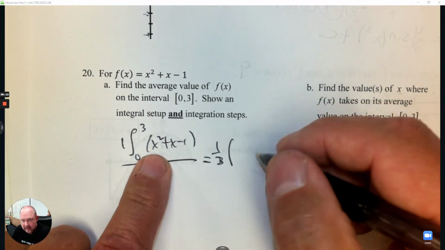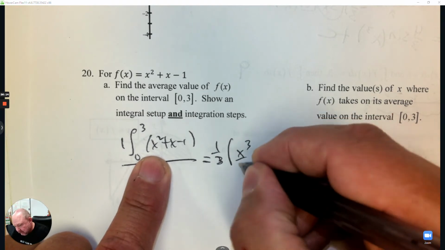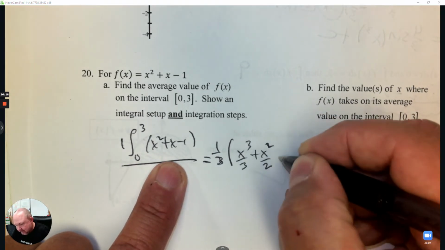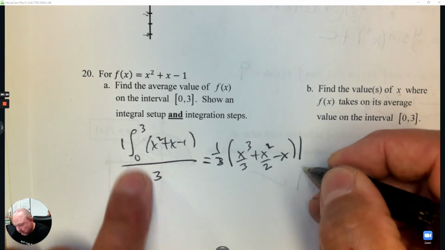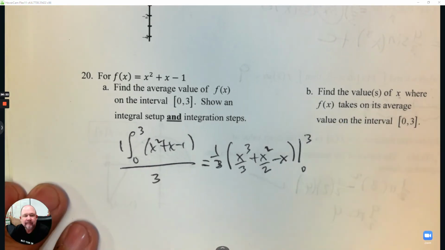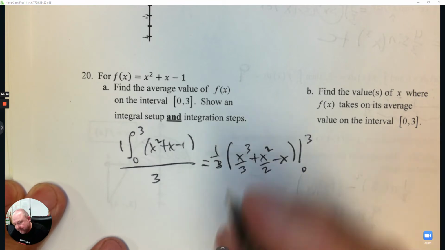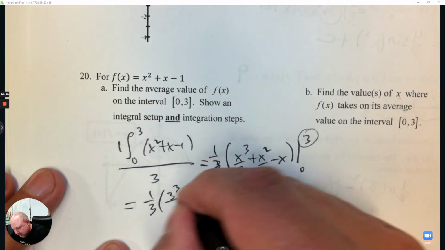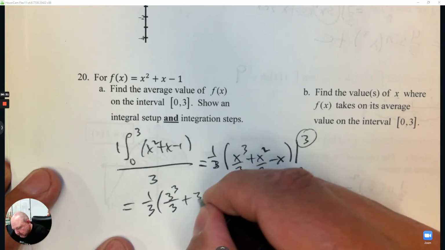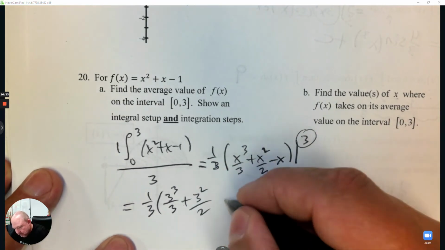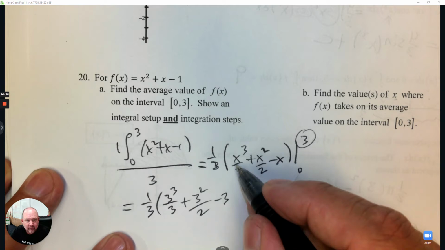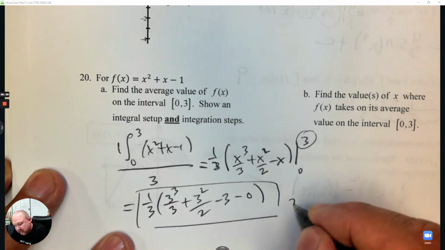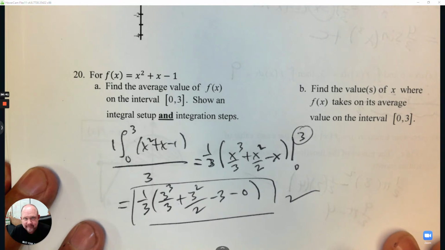And then I'm going to integrate. So add 1 to the exponent and divide. Add 1 to the exponent and divide. And then minus x. And that goes from 0 to 3. So we have 1/3 in front. I'm going to plug 3 in. When I plug in 0, it's all 0. So I don't need to plug 0 in. And then I don't need to simplify it. And that's my answer.